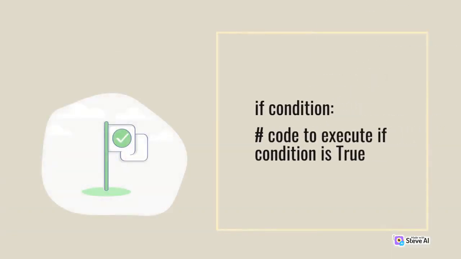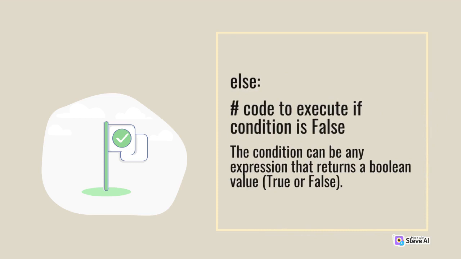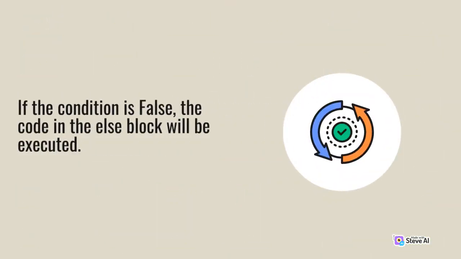if condition: # code to execute if condition is true, else: # code to execute if condition is false. The condition can be any expression that returns a Boolean value, true or false. If the condition is true, the code in the if block will be executed. If the condition is false, the code in the else block will be executed.